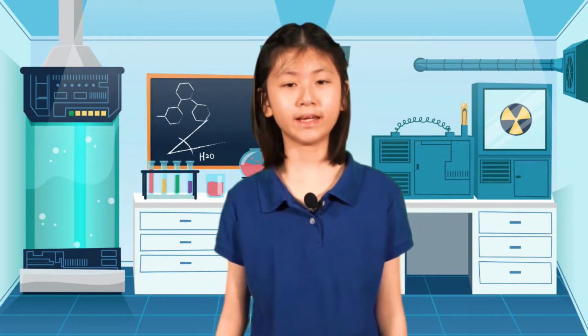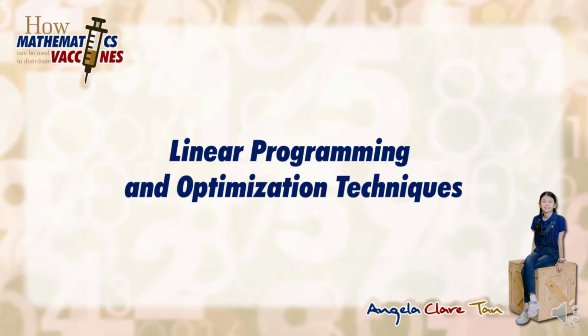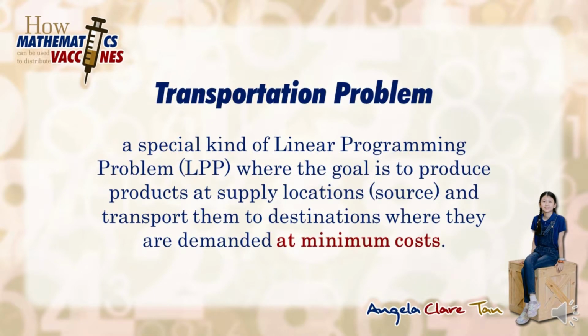Here is where mathematics comes in. Mathematics can help people decide on the best solution to a problem. With the use of linear programming and optimization techniques, we can find the best possible outcome for a given problem. Transportation problem is a special kind of linear programming problem, or LPP, where the goal is to produce products at supply locations or source and transport them to destinations where they are demanded at minimum costs.